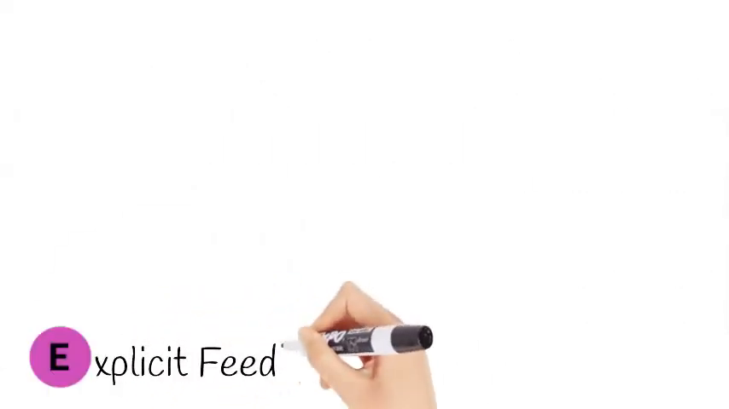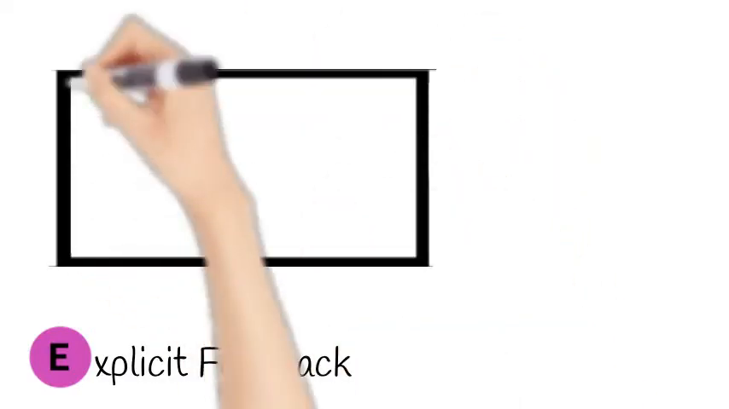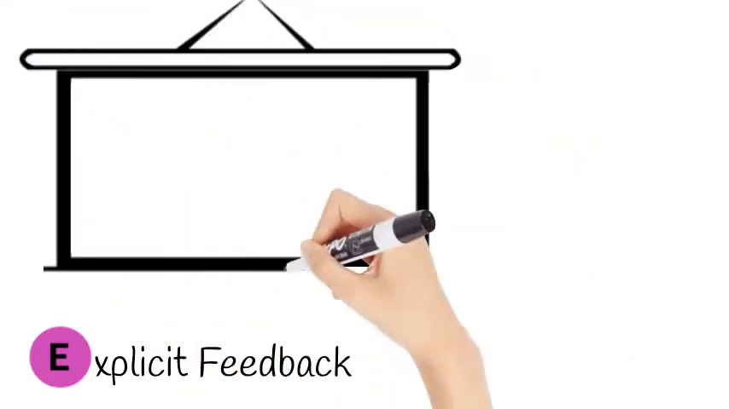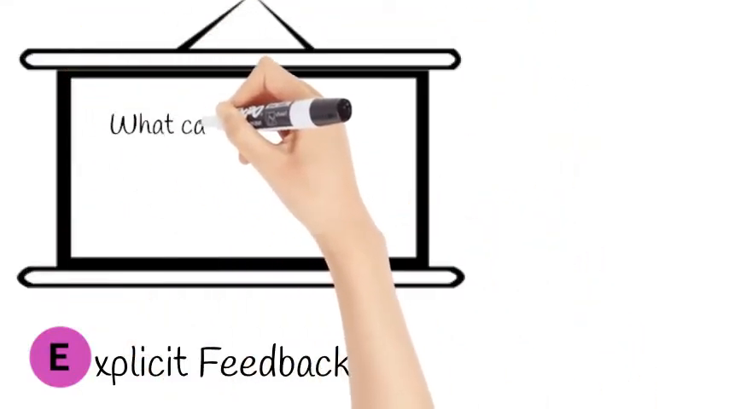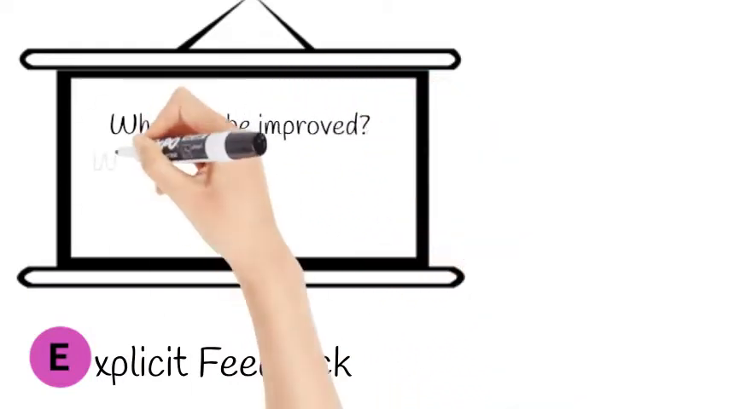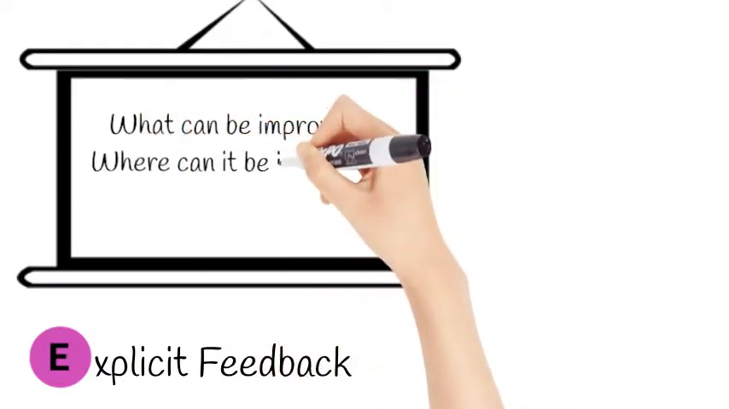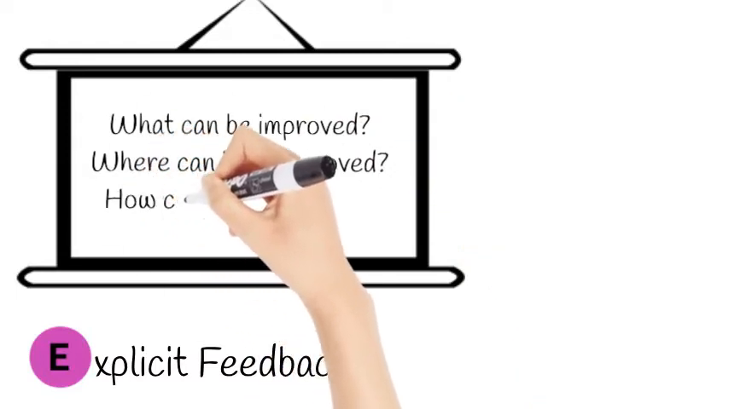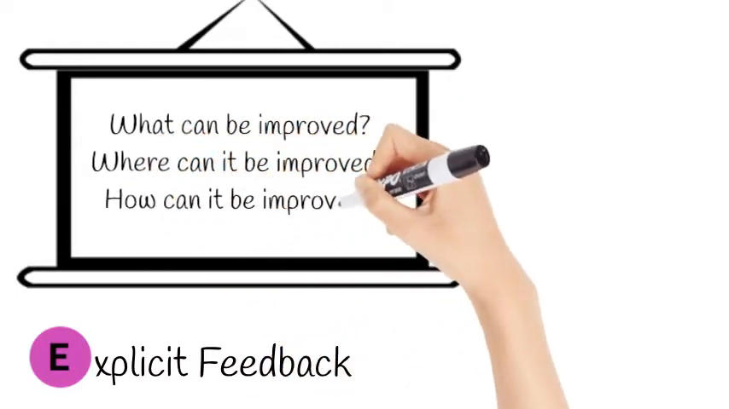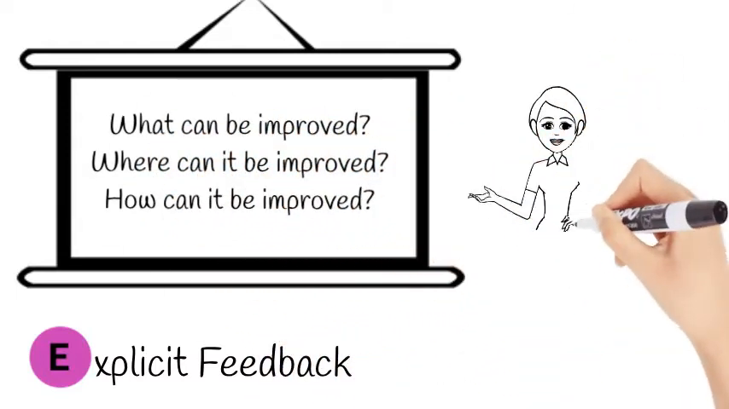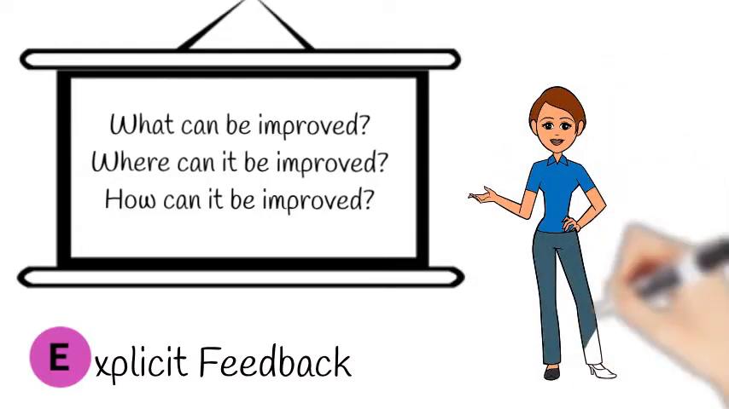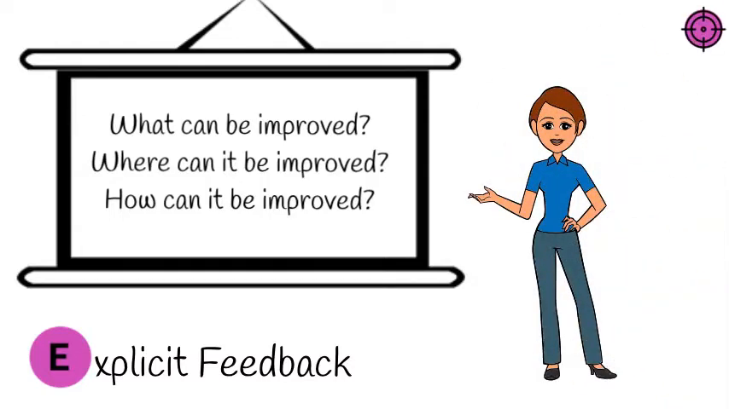The second element of the TEACH model is explicit feedback. Feedback should be explicit about what can be improved, where it can be improved, and how it can be improved. In some cases, feedback should include examples. Feedback should describe observable changes that can be applied to future coursework. Feedback provided to students should be measurable, allow students to reflect on how to use the feedback for future growth, and empower students to transfer their learning into relevant future experiences.